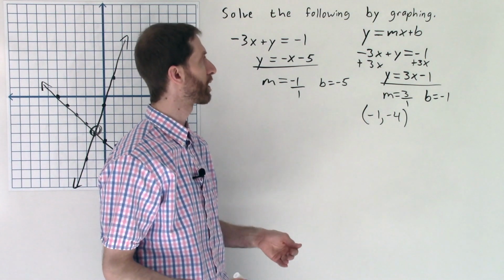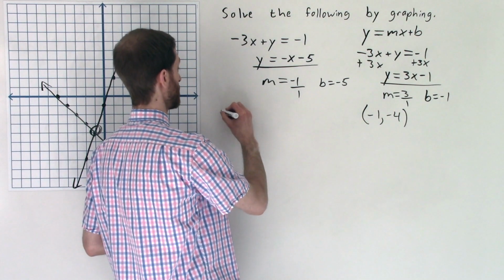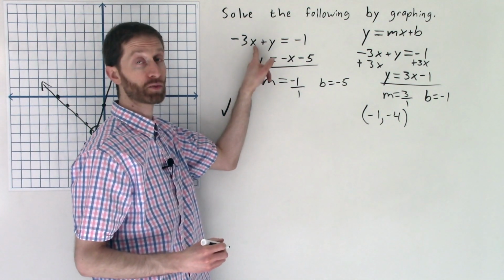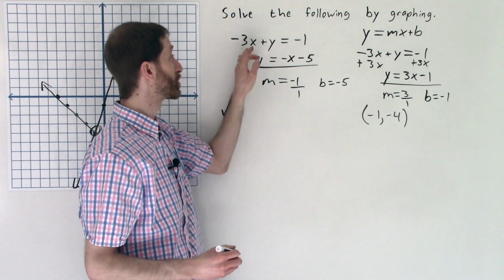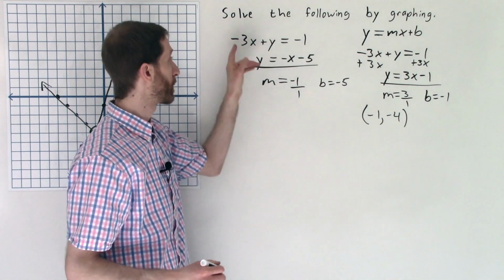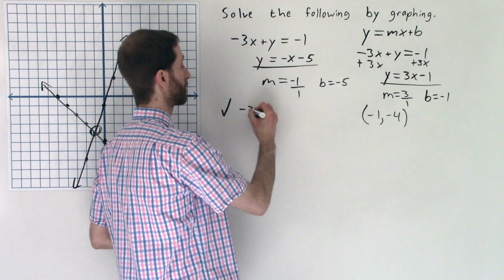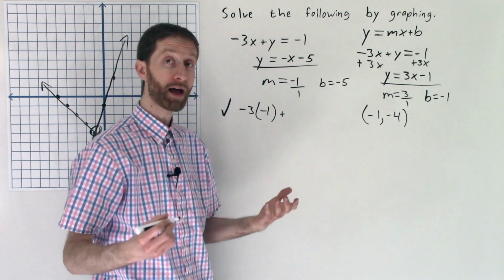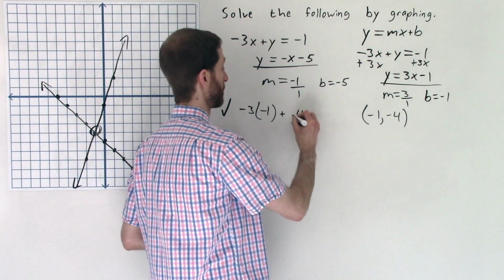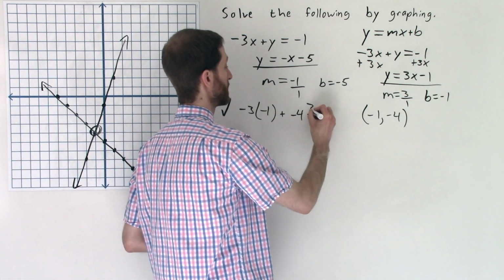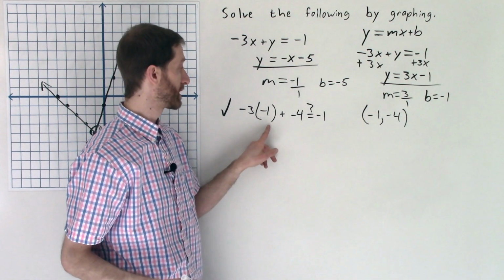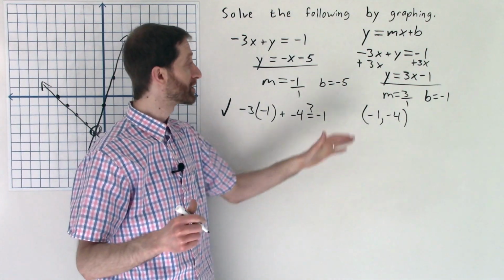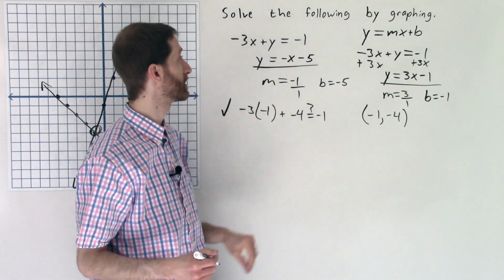As I showed in the earlier part of the video, we can check our answer. I'm going to check it always in the original two equations so that just in case I altered this one incorrectly, my check will show me that there was an error. So we want to check the original equation. I've got negative 3 times the x value, which is negative 1, plus the y value, which is negative 4. And the question is, is that true? Well, negative 3 times negative 1 is 3, plus negative 4 is negative 1. Sweet! So negative 1, negative 4 is a solution to that upper equation.